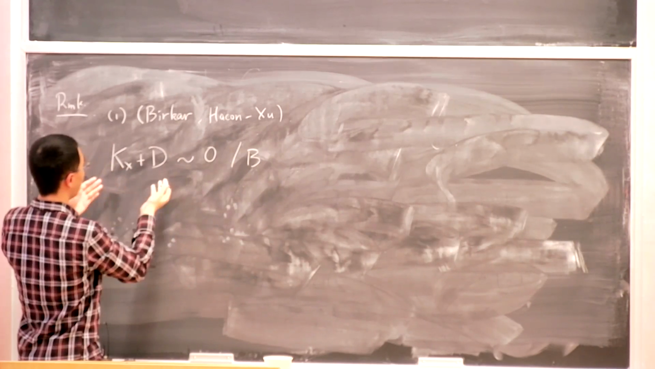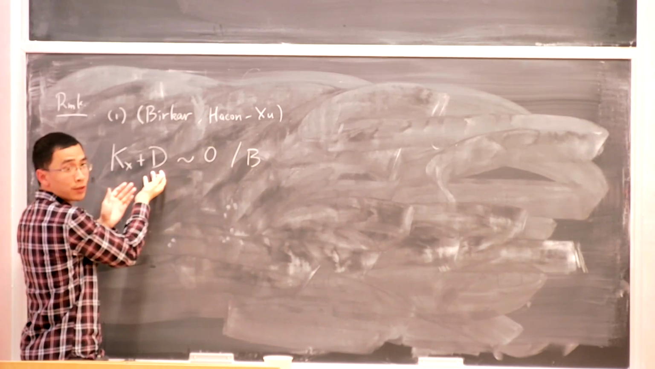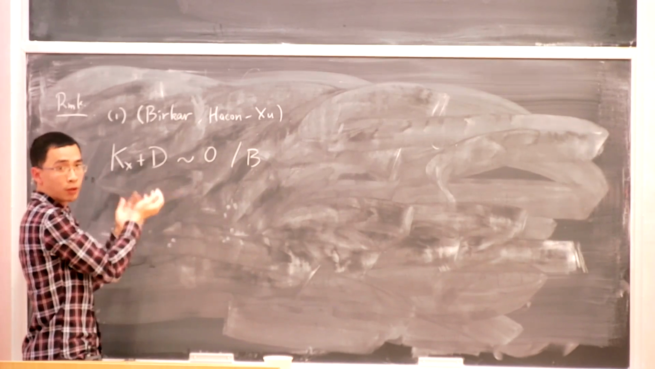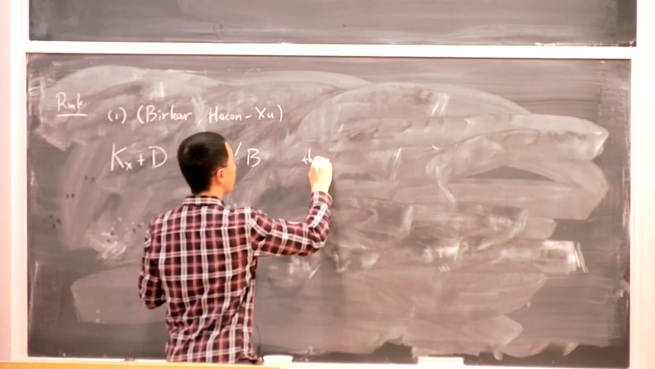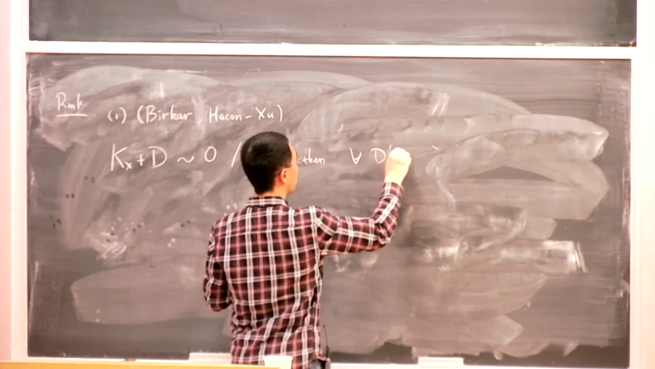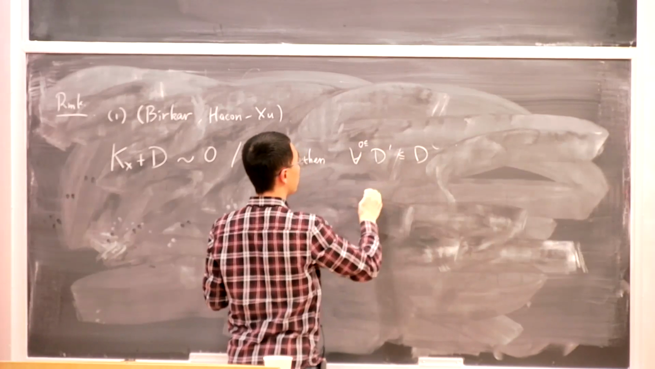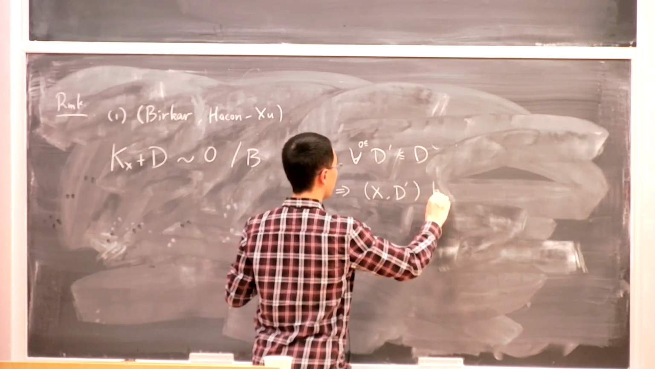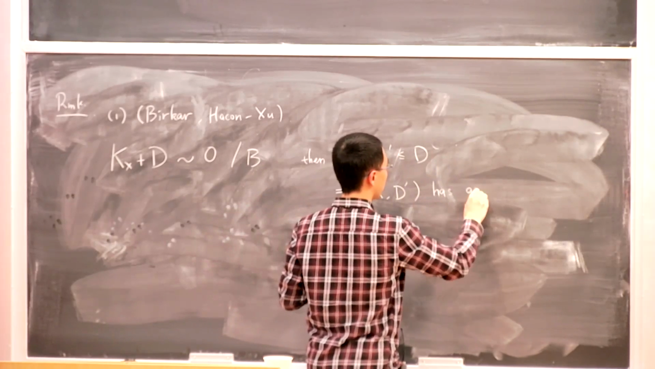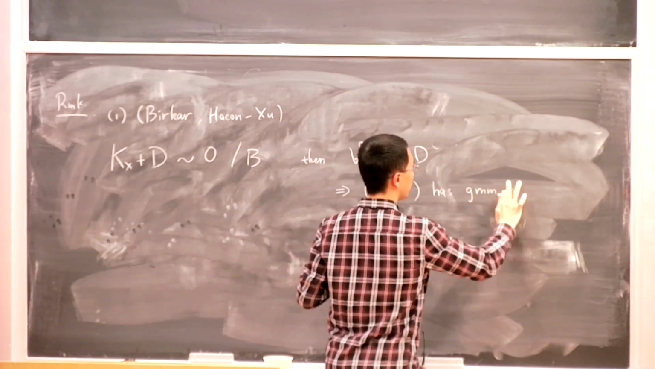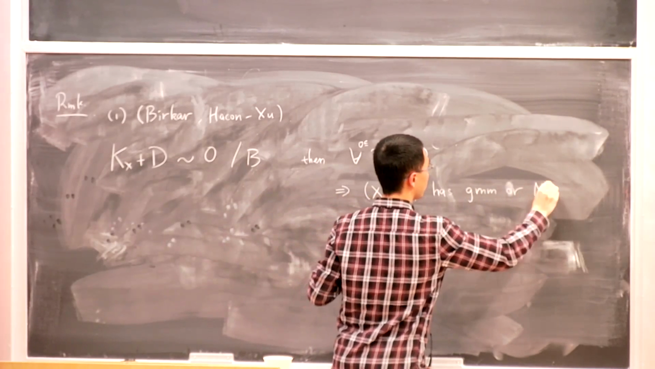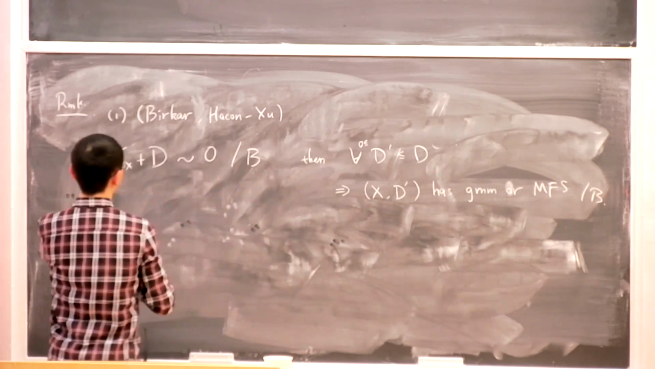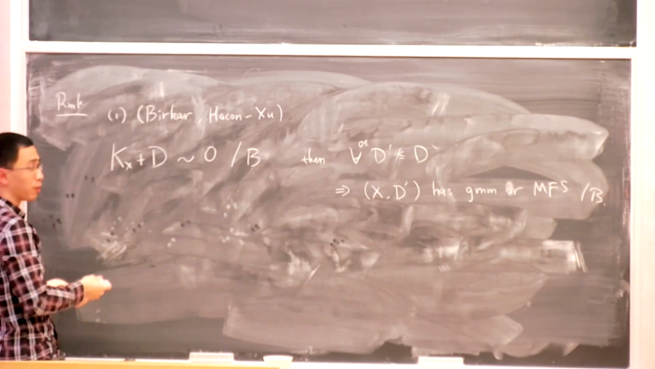then any boundary divisor that's smaller than or equal to the given one will have a good minimal model, or Mori fiber space. I just write GMM or Mori fiber space over the same base. All right, so that's like the Kodaira dimension 0 case.